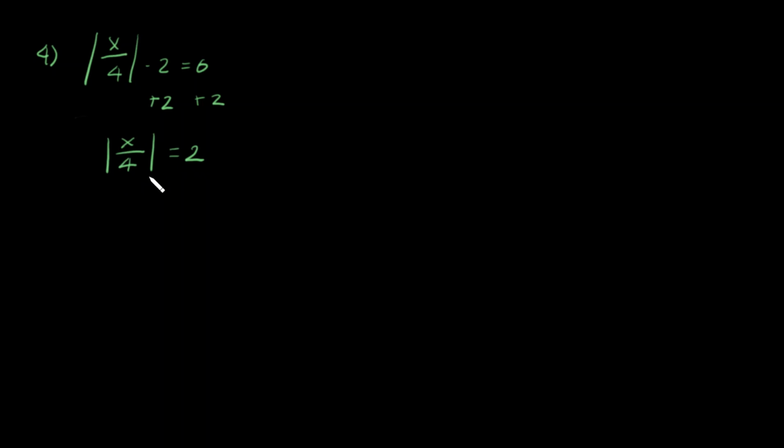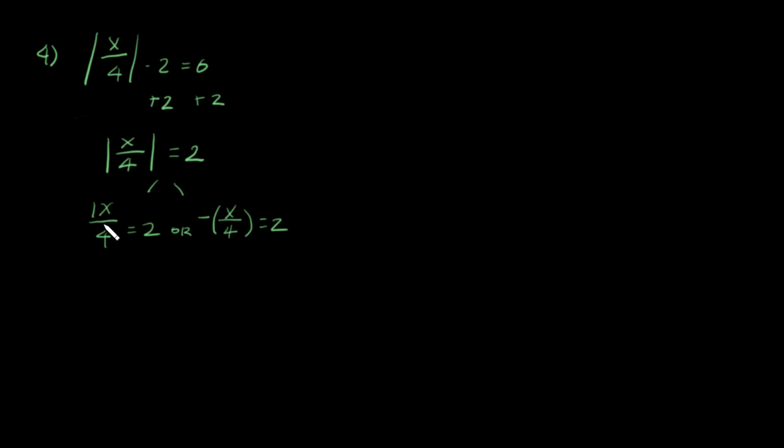Now I need to remove the absolute value sign, so I need to split this into 2 equations. I'm going to get the positive counterpart, which is basically what you see inside of the absolute value. And then I'm going to have a negative times x over 4 equals 2. Remember, there's an or that goes in between.